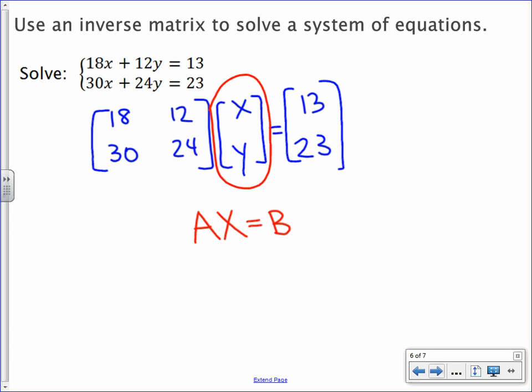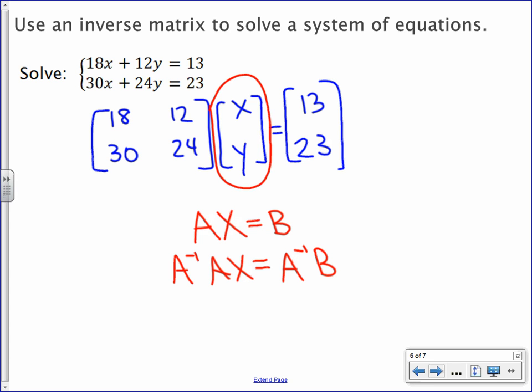inverse. So if I want to solve for this X matrix right here, we're not going to divide by A, we're going to multiply by the inverse of A. Now, please pay attention. Since we have to multiply the inverse to the left of A on this left side, A inverse needs to go on the left of B over here.